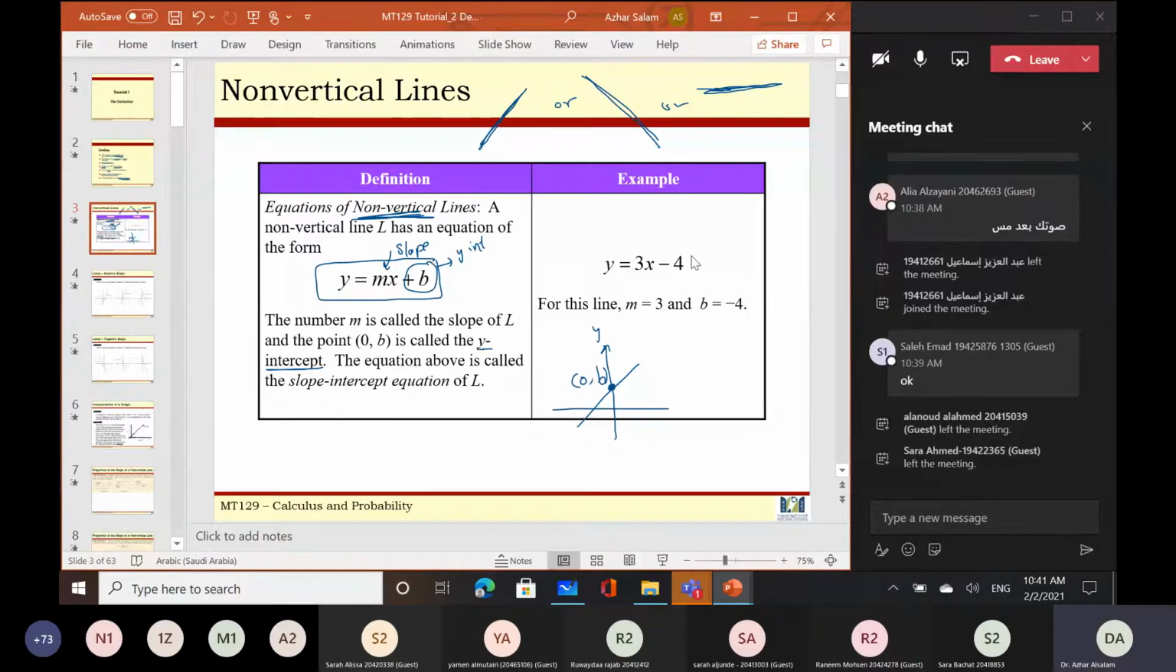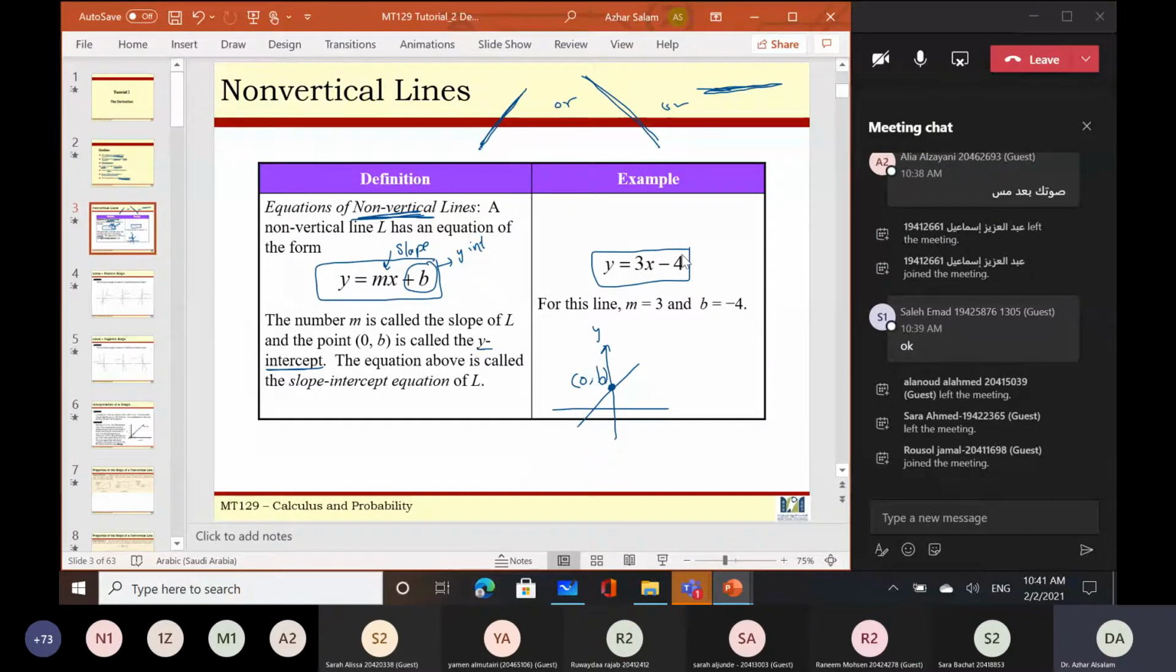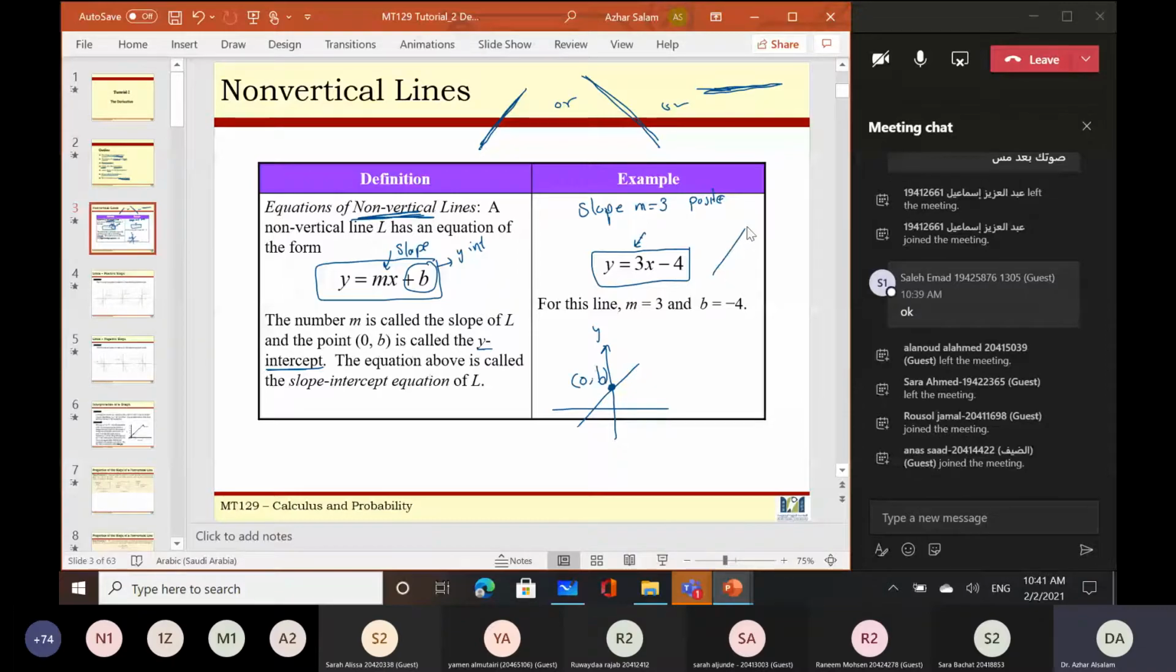For example, if I have the equation y equals 3x minus 4, 3 is the slope, m equals 3 is the slope, and it's positive. There's a meaning of the sign here, okay? If it's positive, it means that the line increases like that. But if it's negative, for example minus 3, the line will decrease like this. I begin from left to right. If it goes up, it's increasing. If it goes down, it's decreasing. Okay, إما تزايدية لما يكون الميل موجب أو تناقصية لما يكون الميل سالب. And the y-intercept, the intersection with the y-axis, is minus 4.